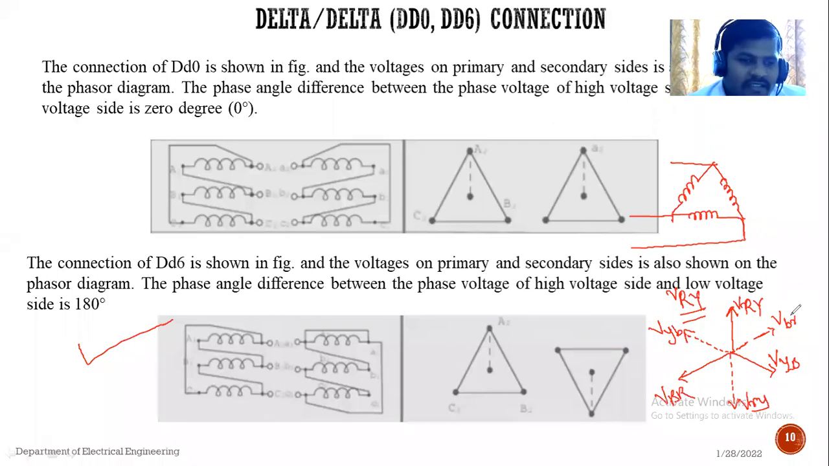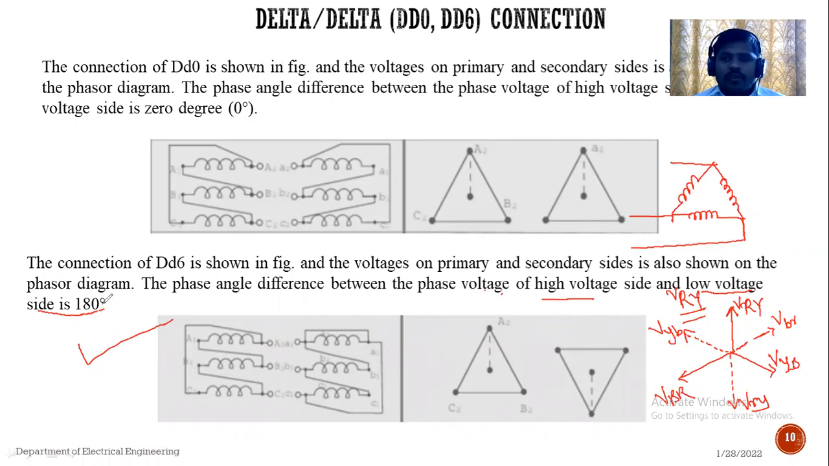So see here the sentence is given. The phase angle or the difference between the phase voltage of the high voltage side and the low voltage side is 180-degree. Okay, the phase displacement or the phase angle between the primary high voltage side and the low voltage side is nothing but 180-degree.